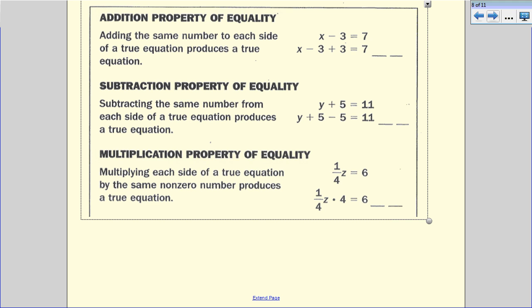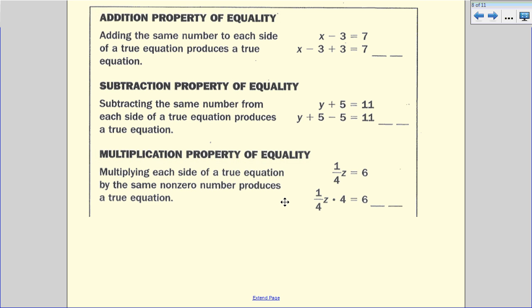All right. Now we have our algebra properties. This is how we solve our equations. So we solve equations using addition, subtraction, multiplication. So if I add the same number to each side, so here to undo the subtracting, we add 3 to each side. That's our addition property of equality. Here I have to subtract 5 from each side. So I have 11 minus 5. And then here I've got my multiplication property. To undo multiplying by 1/4, I multiply by 4. So if you multiply by the same thing on both sides, it's the multiplication property of equality.